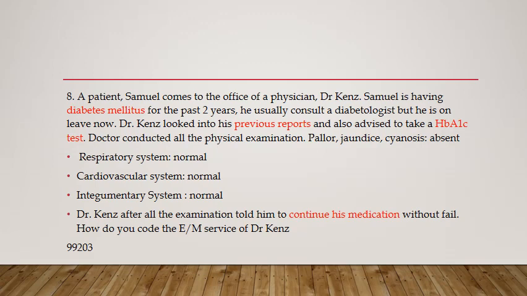Next question. A patient, Samuel, comes to the office of a physician, Dr. Kens. Samuel has had diabetes mellitus for the past 2 years. He usually consults a diabetologist, but he is on leave now. Dr. Kens looked into his previous report and also advised him to take an HbA1c test. The doctor conducted all physical examinations. Pallor, jaundice, cyanosis absent. Respiratory system normal. Cardiovascular system normal. Integumentary system normal. Then Dr. Kens, after all the examinations, told him to continue his medication without fail. How do you quote the E&M service of Dr. Kens?